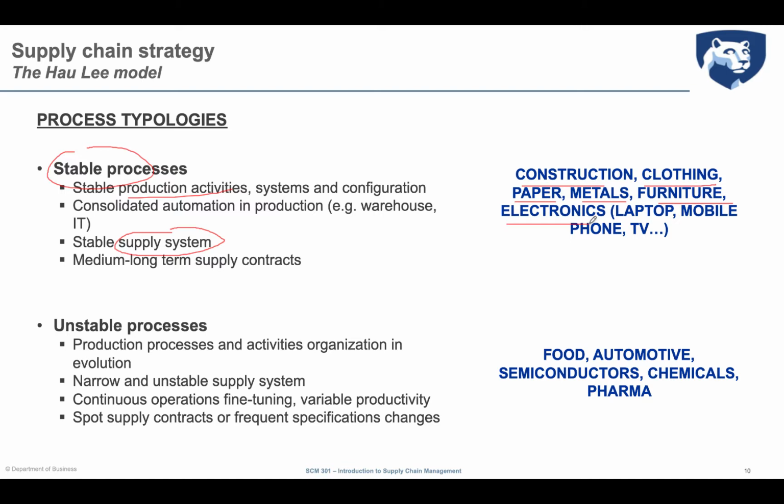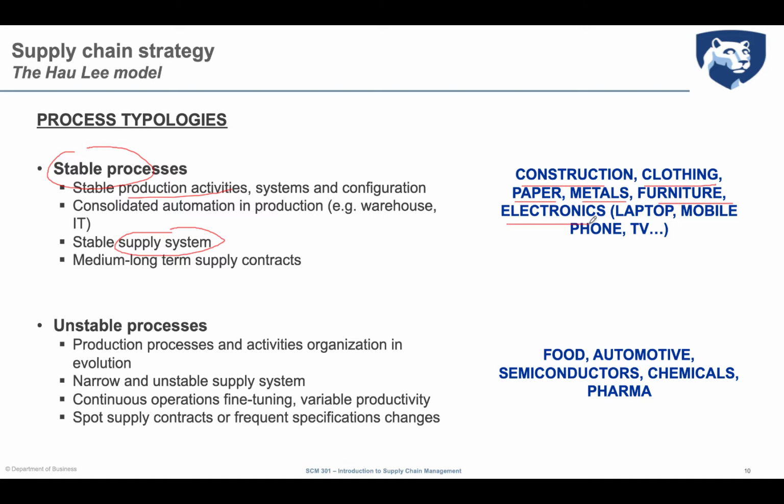I already made this example. Think about Gucci in Italy. Gucci in Italy, the production of bags, besides some modernization of plants, is the same since the 70s and the 80s. Okay, so the production process is the same. There have been some minor improvements, but the process is the same. The suppliers have been the same, Gucci works with the same suppliers since a long time.